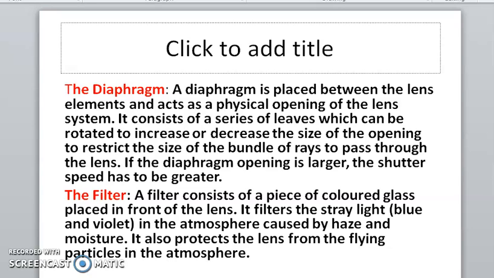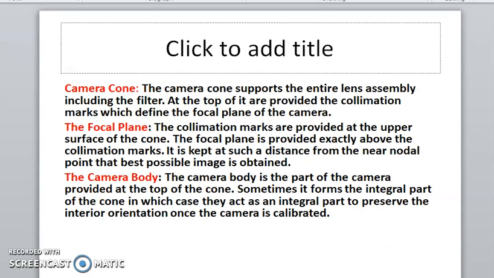The filter consists of a piece of colored glass placed in front of the lens. The camera cone supports the lens assembly including the filters. Focal plane collimation marks are provided on the upper surface of the cone. The camera body is the part that sits on top of the cone.